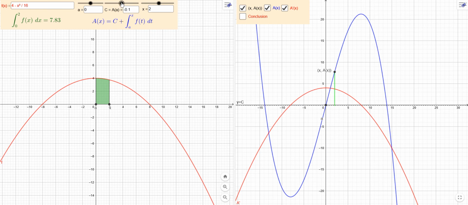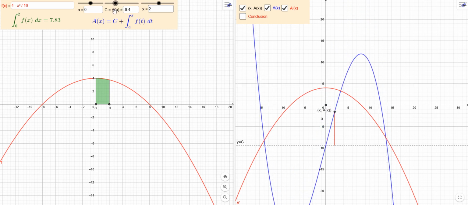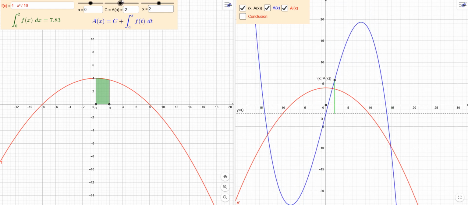And the conclusion is, well, let's do this thing here. If we move this c, then we are just giving a vertical shift of this function. Okay, so let me go back to c is 0 for a second.